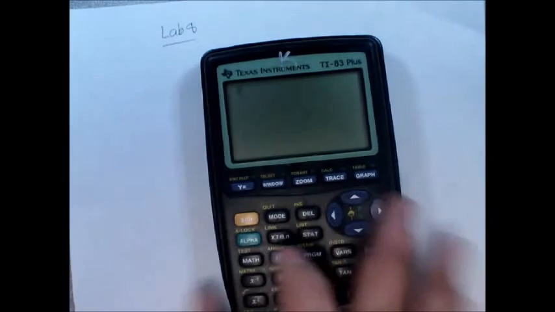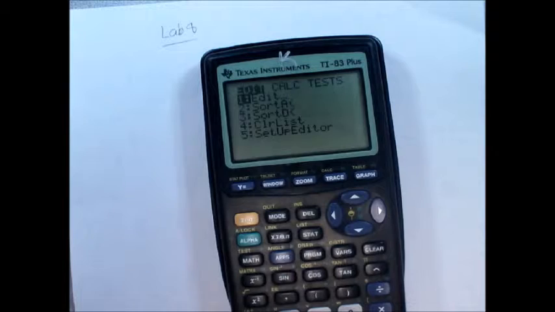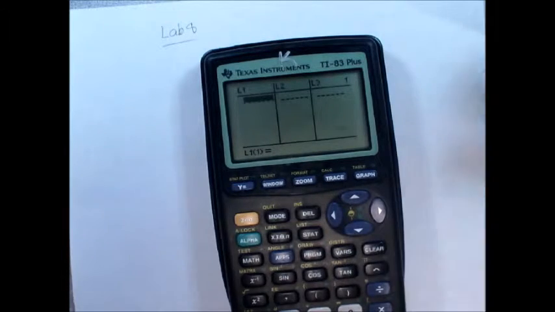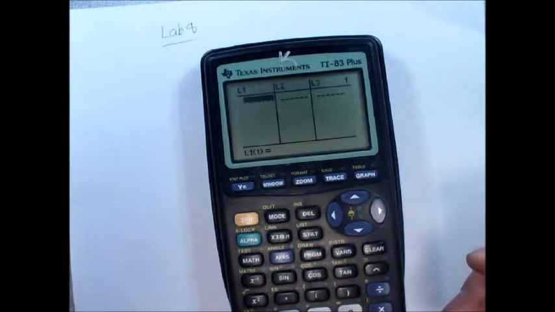So go into your calculator, press stat. Go to edit. That's going to get you into your two lists. Your first list will be your x values. Your second list will be your y values. So I'll say them aloud if you want to follow along and input them into your calculator.